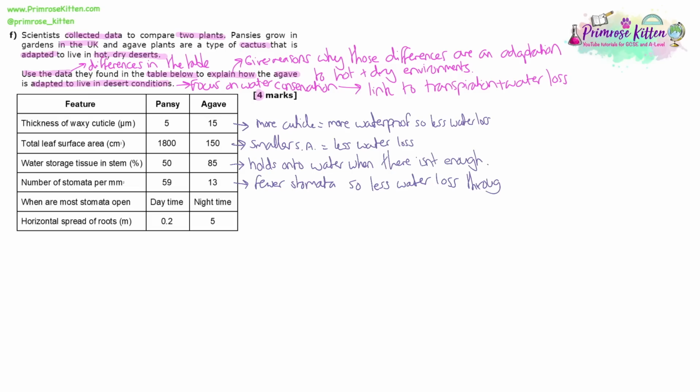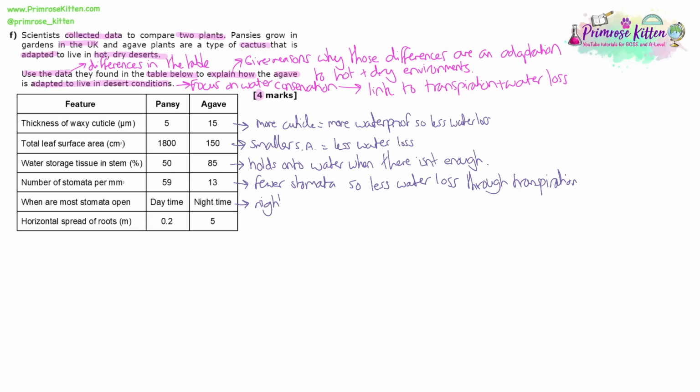Having fewer stomata, again, we talked about this with the leaf surface area in our shoot in the experiment. So if you have fewer stomata, you're going to be able to lose less water through transpiration because there's simply just fewer holes for it to evaporate out of, and so it will slow down that rate of transpiration.